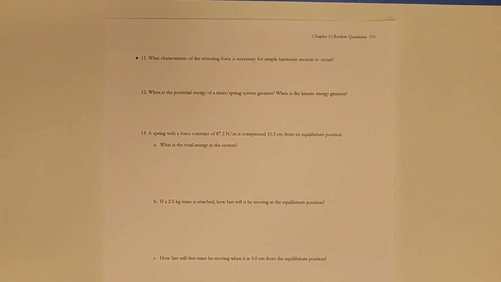For question 11, what characteristic of the restoring force is necessary for simple harmonic motion to occur? So the answer for this is that the restoring force must be directly proportional to the displacement from equilibrium. Okay, we could also say that it must obey Hooke's law, because that is what Hooke's law is. You don't have to say it is opposite of the displacement, although it is, because that is the definition of restoring force, but you don't have to say that. The key thing is that it is directly proportional to the displacement from equilibrium, or that it obeys Hooke's law.